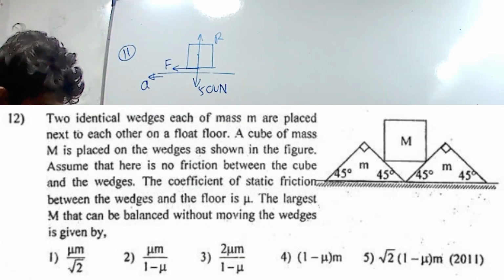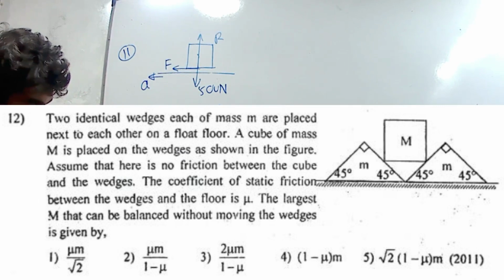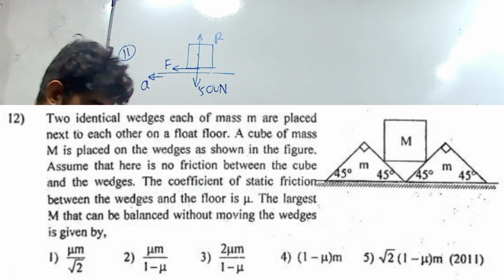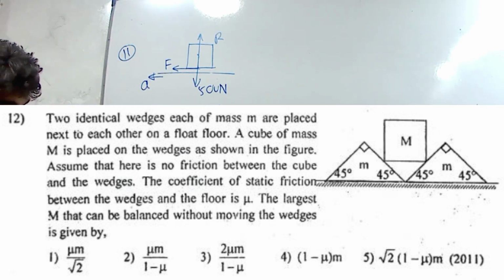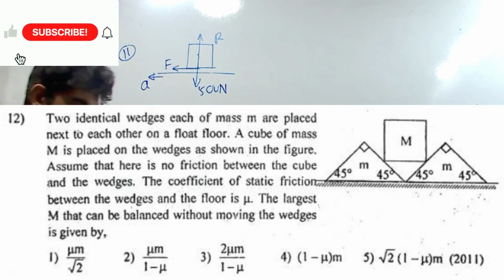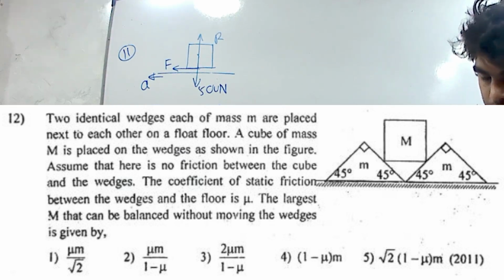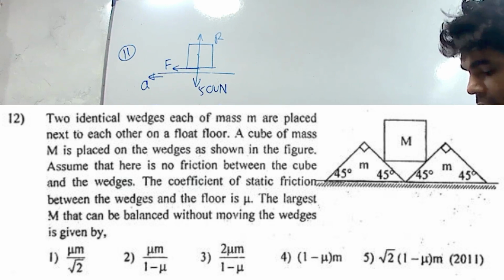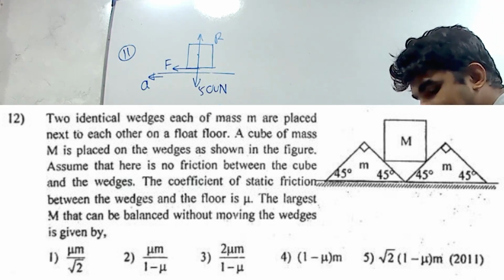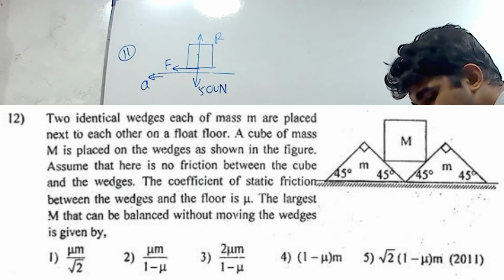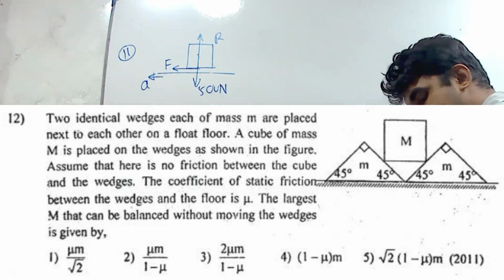Question number 12. Two identical wedges, each of mass m, are placed next to each other on the floor. A cube of mass capital M is placed on the wedges as shown in the figure. Assume that there is no friction between cube and wedges. The coefficient of static friction between the wedges and the floor is mu. The largest M that can be balanced without moving the wedges is given by.